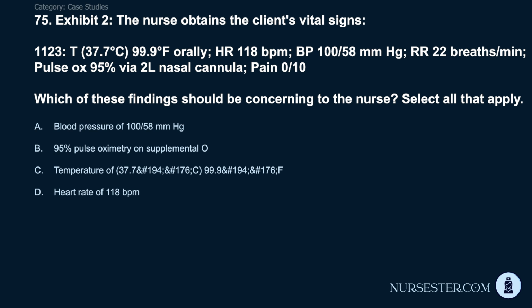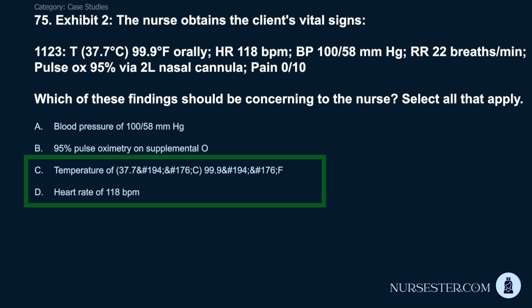Select all that apply. A. Blood pressure of 100/58 mmHg. B. 95% pulse oximetry on supplemental O2. C. Temperature of 37.7°C, 99.9°F. D. Heart rate of 118 BPM. Correct answer, both C and D.